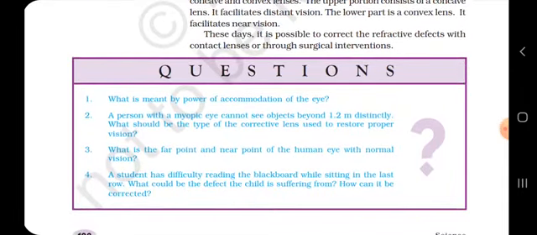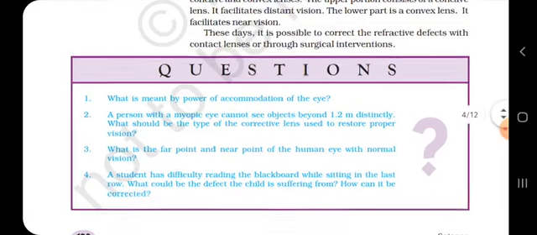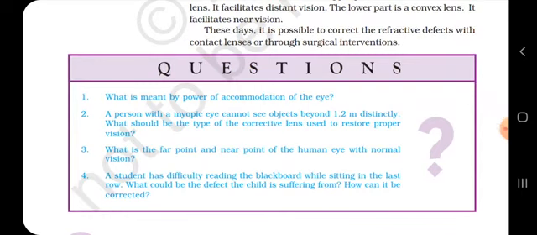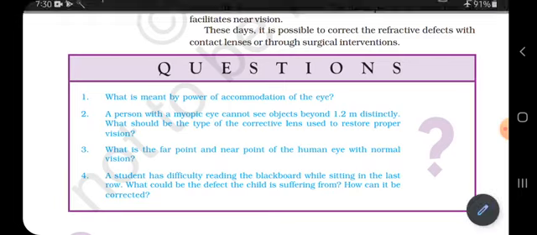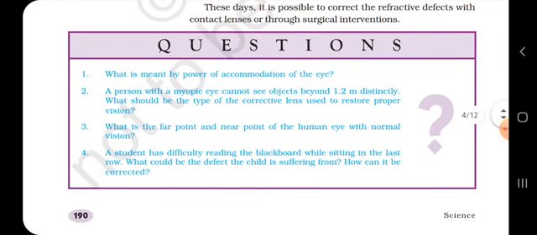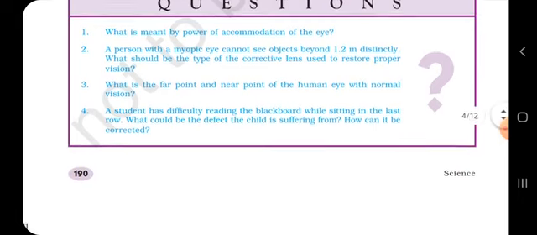So over here the question is, what is meant by power of accommodation of the eye? As I told you earlier, the ability of the eye to adjust its focal length is known as accommodation of the eye. Third, what are the far point and the near point of the human eye? The far point is infinity, whereas the near point of the human eye is 25 centimeters.